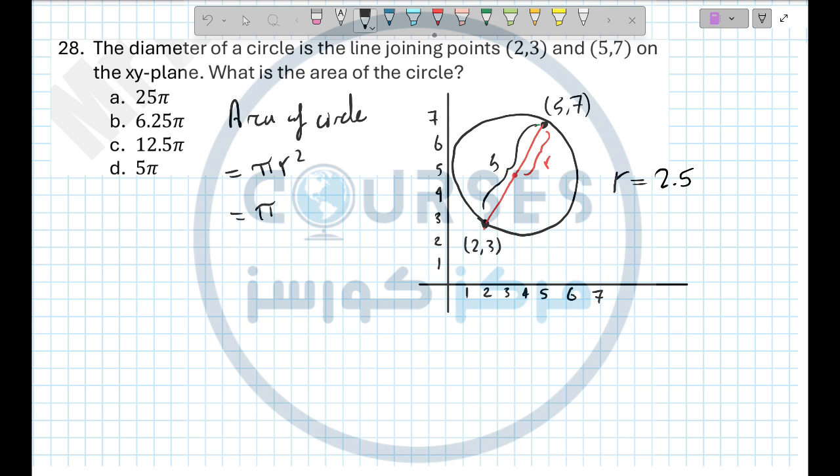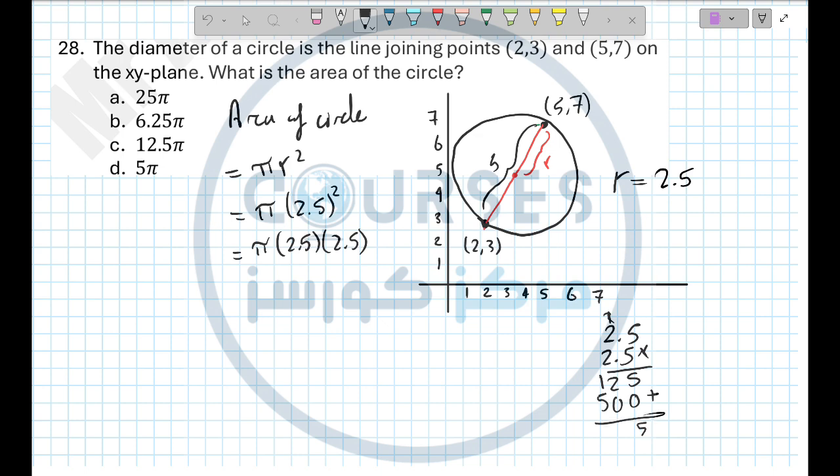So the area of the circle will be pi times 2.5 squared, which is pi times 2.5 times 2.5. We can multiply it here, 2.5 times 2.5. Ignore the decimals for now. 5 times 5, that's 25. 5 times 2, that's 10, plus 2, that's 12. Plus put a 0. 2 times 5, that's 10. 2 times 2, that's 4. Plus 1, that's 5.